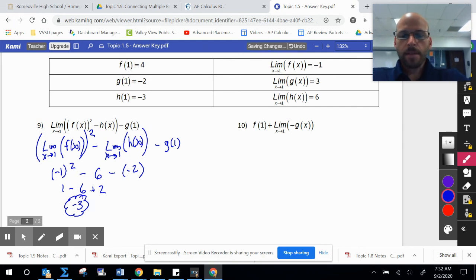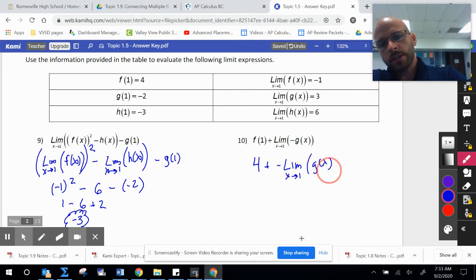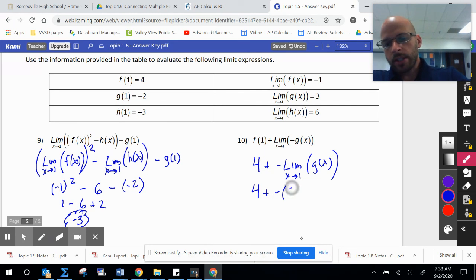Okay. Same idea. F of 1 is 4, plus, I'm going to take the negative out as x approaches 1 of g of x. So I have a negative times as g approaches 1, so that's going to be a 3, which will give me an answer of 1.